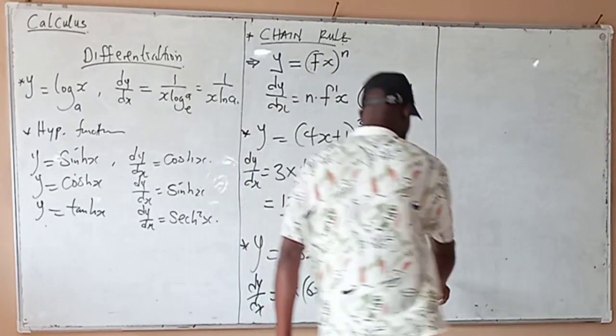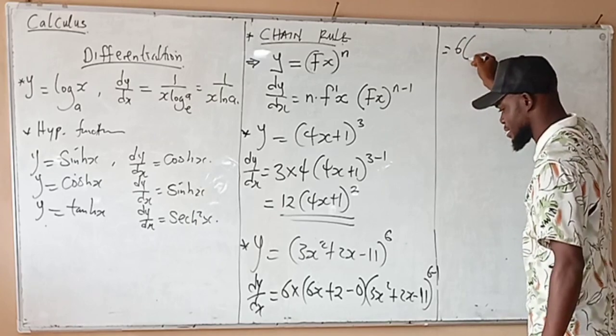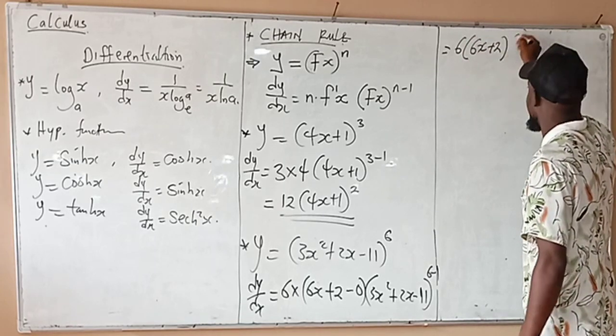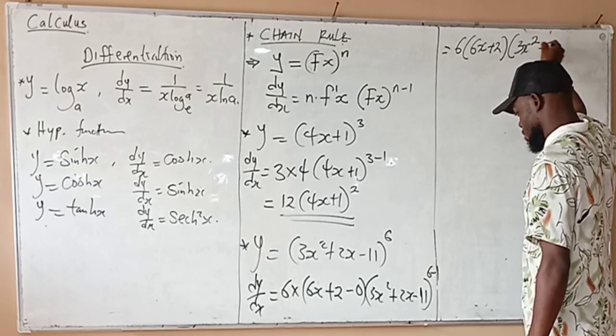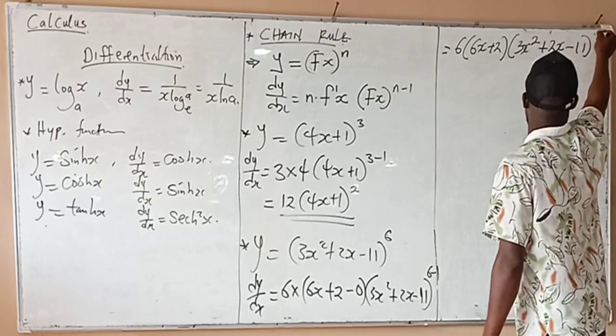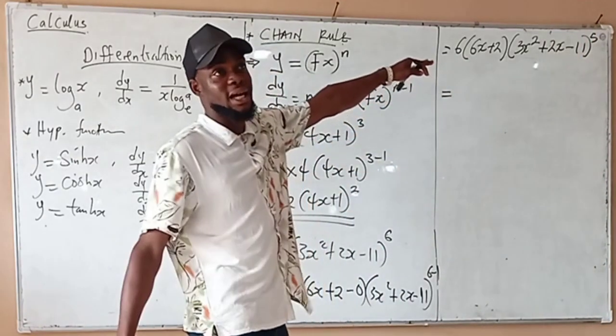So at the end of the day, our answer is going to be 6 bracket 6x plus 2, bracket 3x squared plus 2x minus 11 raised to power 5. Then we can say that is the answer.